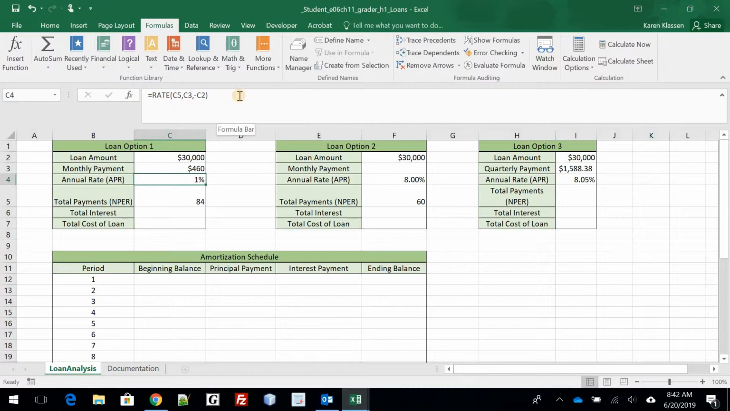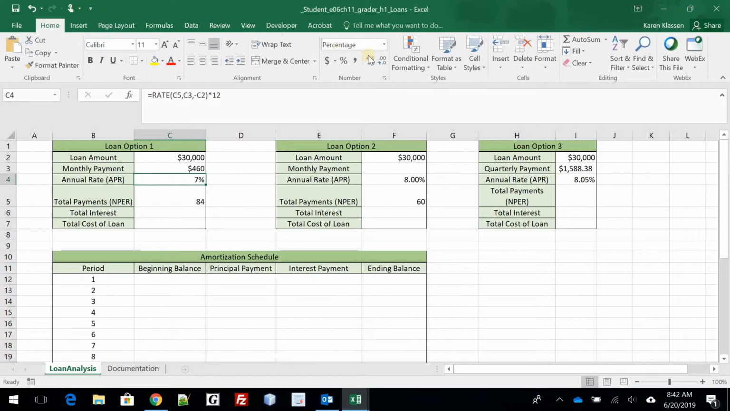So to get an annual interest rate, I've got to multiply by 12. Okay. And then it wants us to format it as a percentage. So I'm going to go home, percentage, and then increase my decimals to 2. Alright, and then C6, we're going to calculate a total cumulative interest.